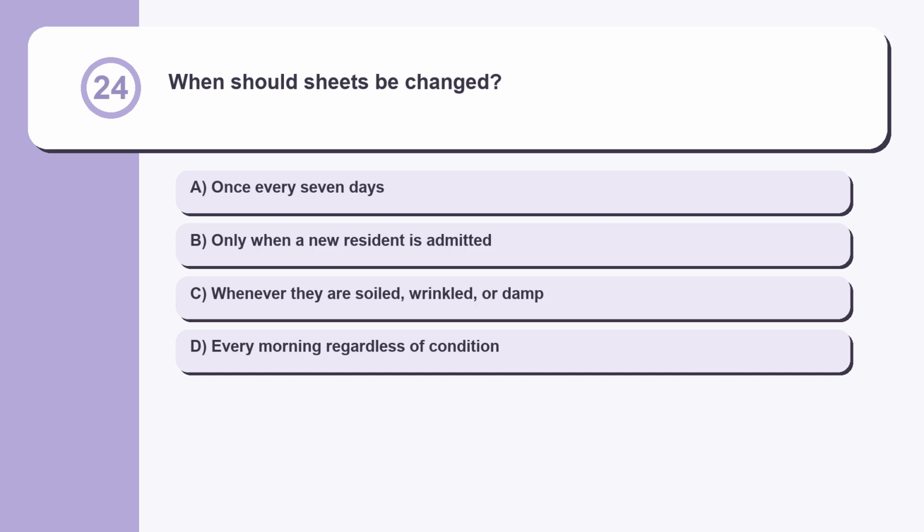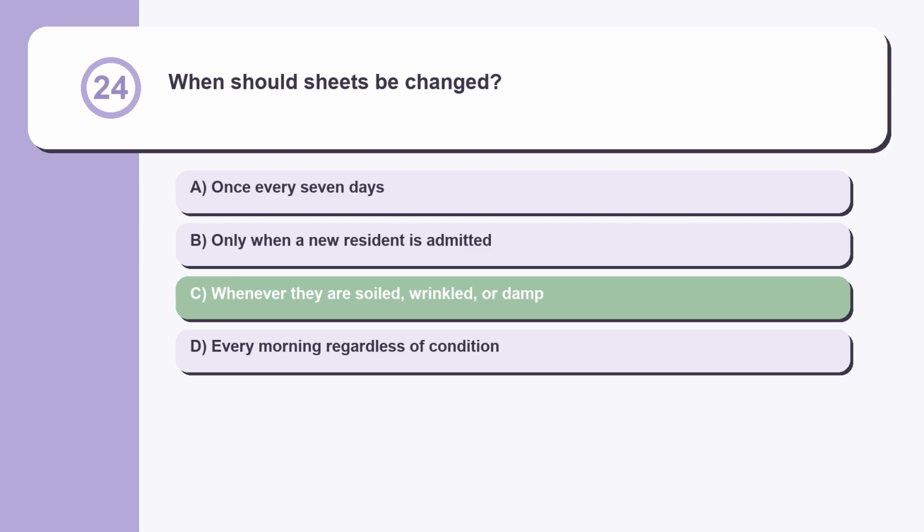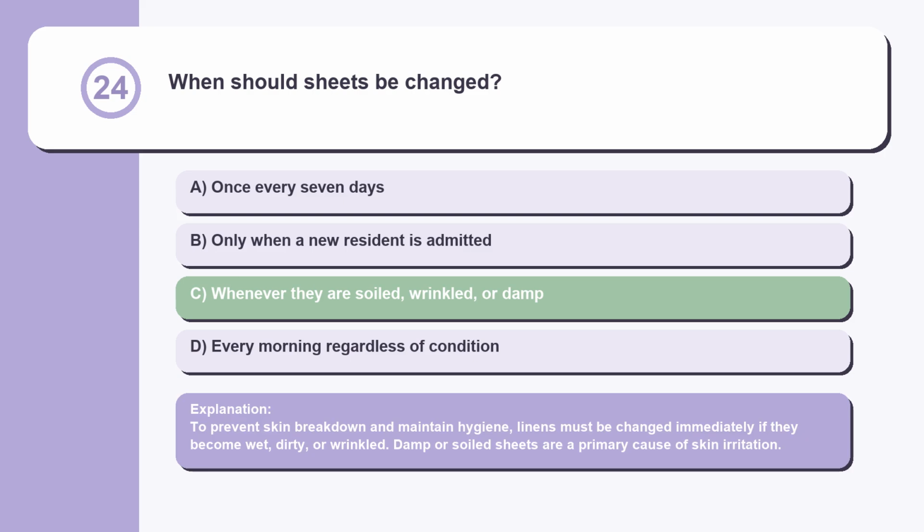Question 24. When should sheets be changed? Once every 7 days. Only when a new resident is admitted. Whenever they are soiled, wrinkled, or damp. Every morning regardless of condition. To prevent skin breakdown and maintain hygiene, linens must be changed immediately if they become wet, dirty, or wrinkled. Damp or soiled sheets are a primary cause of skin irritation.